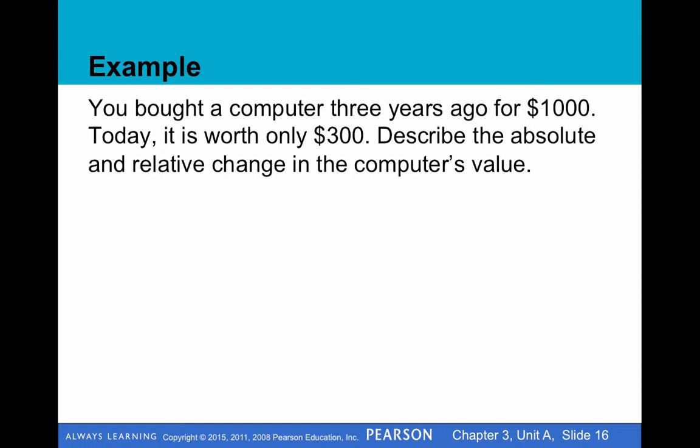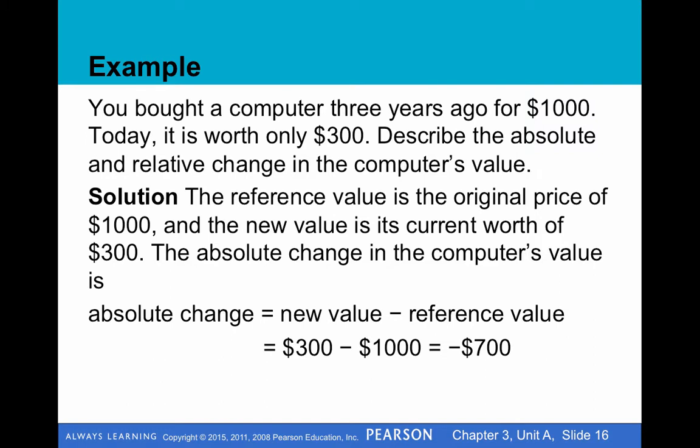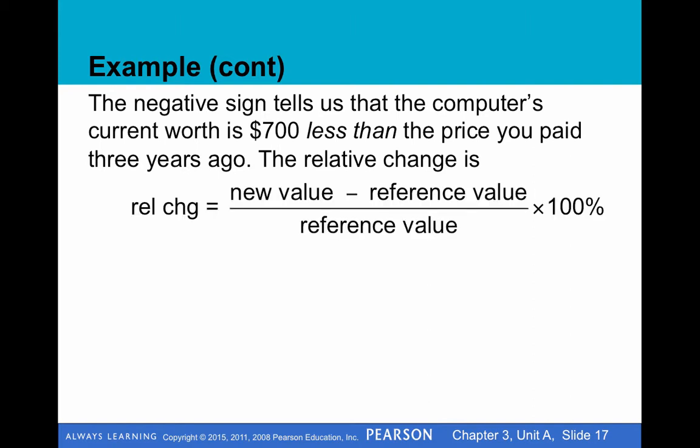Okay, next one. Let's say you bought a computer 3 years ago for $1,000. Today it's only worth $300. Describe the absolute and relative change in the computer's value. Well, the absolute change is definitely a $700 decrease. Okay, so you see the new value is 300. It used to be 1,000. So we have a negative 700 value, or negative $700 decrease. The negative refers to a decrease, so just keep that in mind.